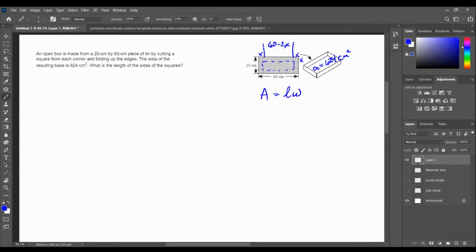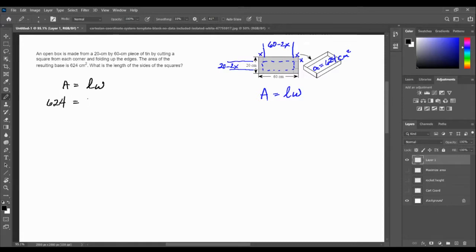We would do the same thing on the side. That would be the full 20 minus an x for the upper rectangle and then an x for the lower rectangle. So this would be 20 minus 2x inside there. So now I've got a length, I've got a width, I've got the area. I should be able to plug these in. So area equals length times width. I know that the area is 624.